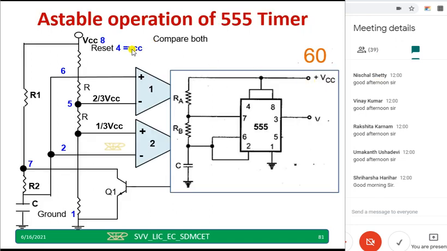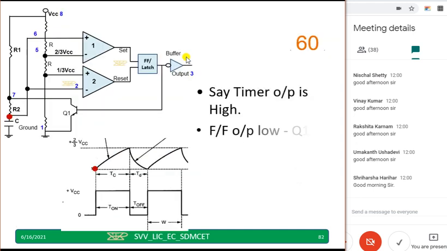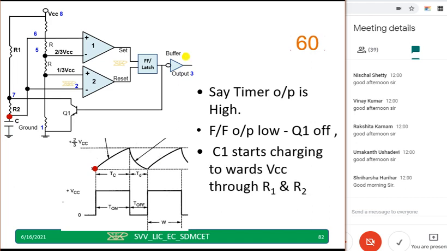Let us continue the discussion. Just revise whatever you have discussed in the previous class. So this is the astable table you have taken. Let me go fast. Say timer output is high, flip-flop output is low, Q1 is off, C1 starts charging towards the VCC through R1 and R2. This is high and this is low. Observe the slide. Q1 is off, hence the capacitor will start charging. So this is just a revision for your reference.